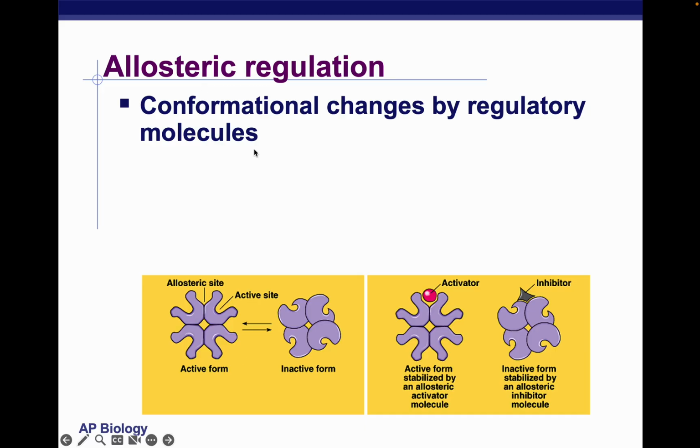So allosteric regulation is basically conformational changes by regulatory molecules. Maybe an activator or inhibitor will bind to the enzyme, and basically it can either activate or inhibit the molecule, and it won't bind to the active site, it'll bind to an allosteric site.